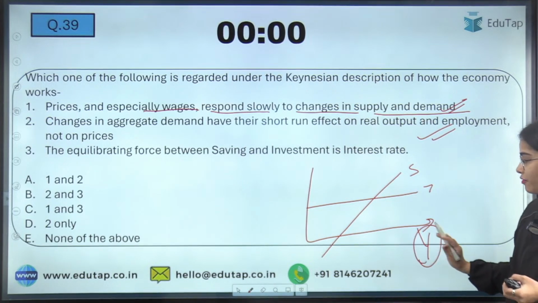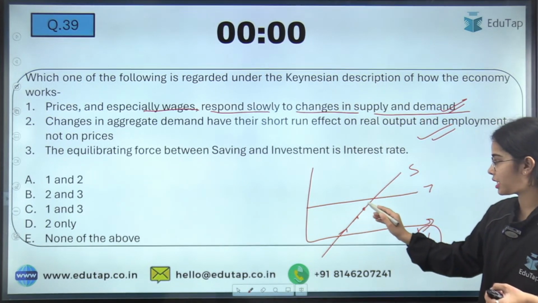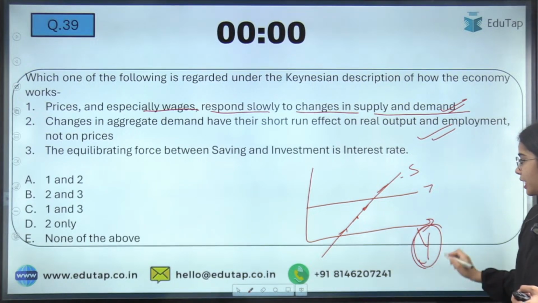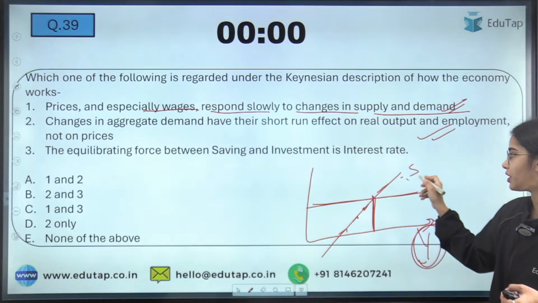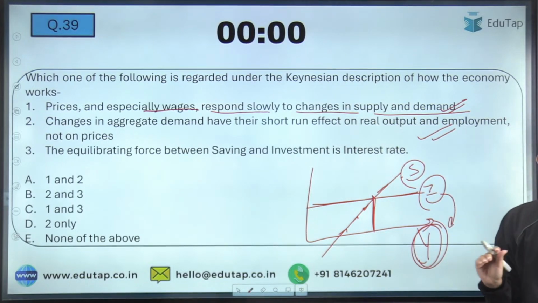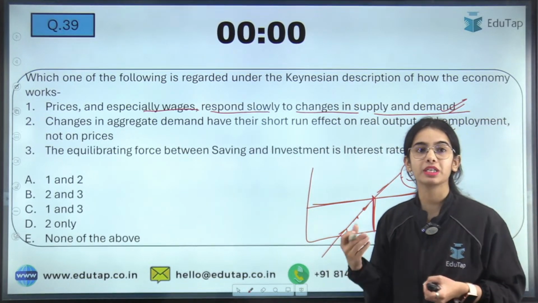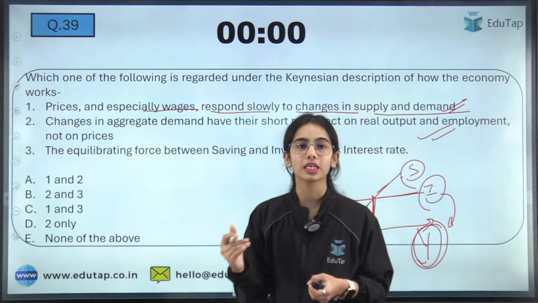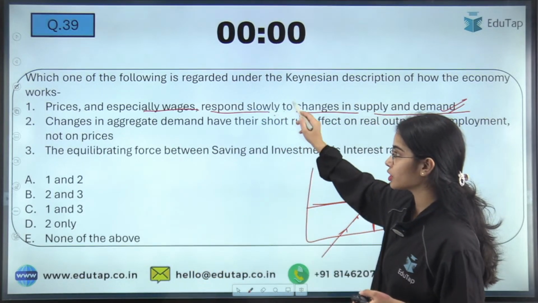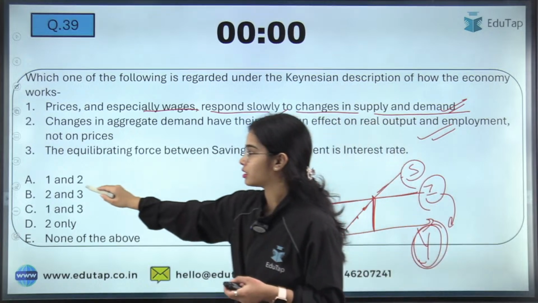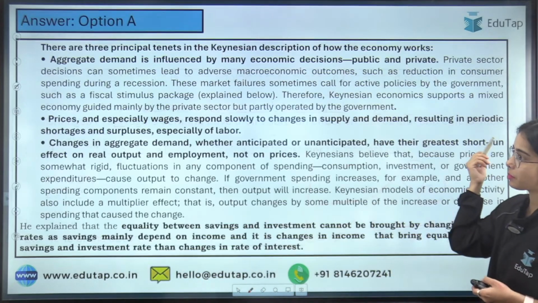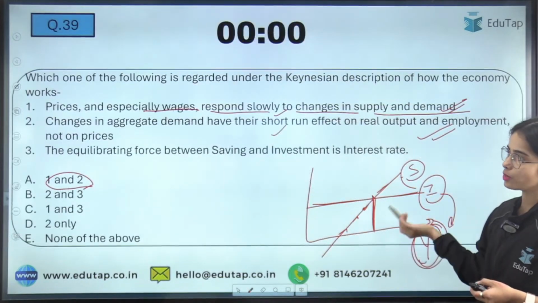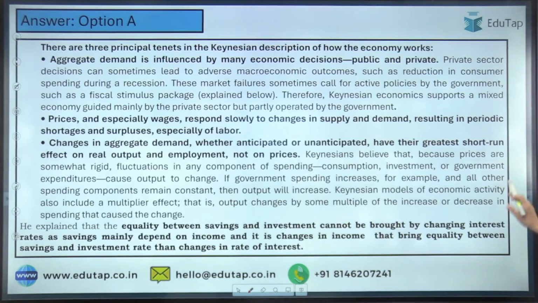The equilibrating force between savings and investment is income. With the increase in income, your savings is increasing, and the investment is autonomous investment. So the equilibrium between saving and investment is brought by income and not by the interest rate. So here only the first and second statements are correct. The third statement is wrong. So 1 and 2 is the correct statement.